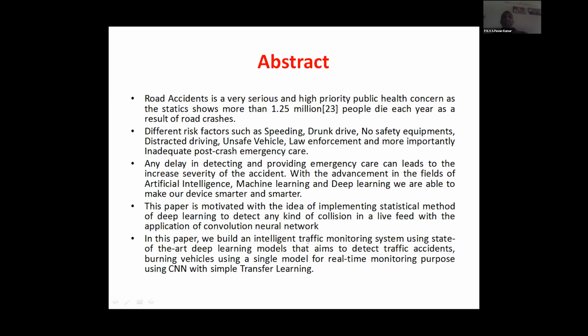So here we build an intelligent traffic monitoring system using state-of-the-art deep learning models that aims to detect traffic accidents and burning vehicles using a single model for real-time monitoring purposes, using CNN. So here we use the method of simple transfer learning for easy training.